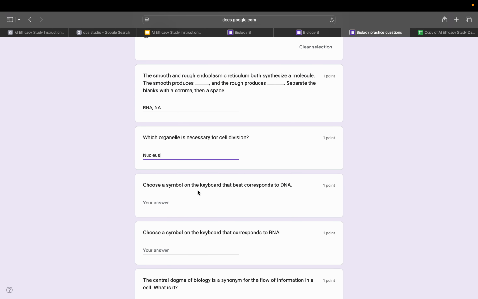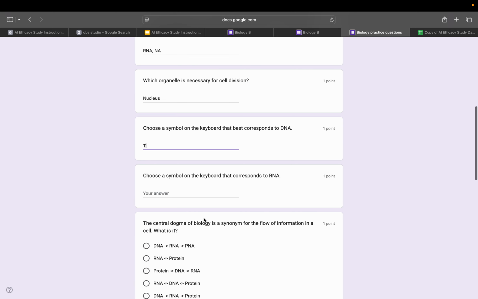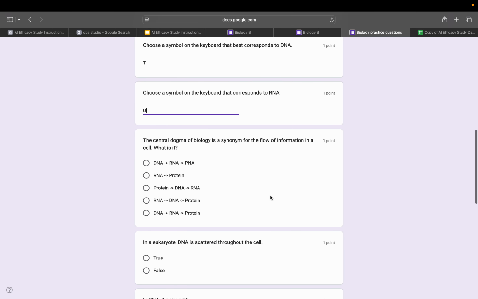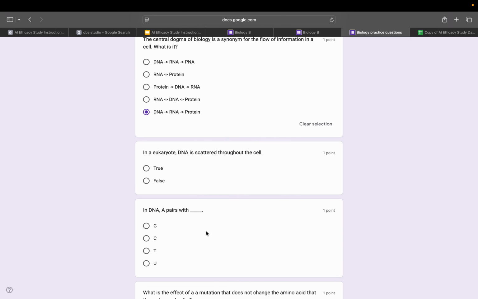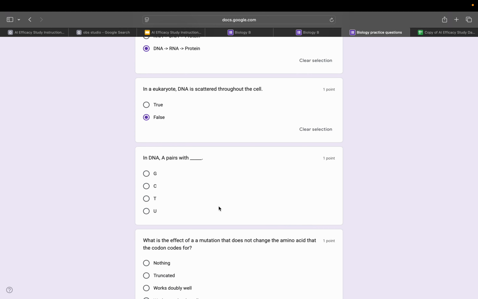Choose a symbol that best corresponds to DNA. I'll just choose T. Sorry. Symbol U. I'll just write U here. That's interesting. The central dogma of biology is a synonym for the flow of information in a cell, from DNA to RNA to protein. This is in a eukaryote, having a nucleus. DNA is scattered throughout the cell. This is false, I guess. It's still in the nucleus. A pairs with T. Yeah.